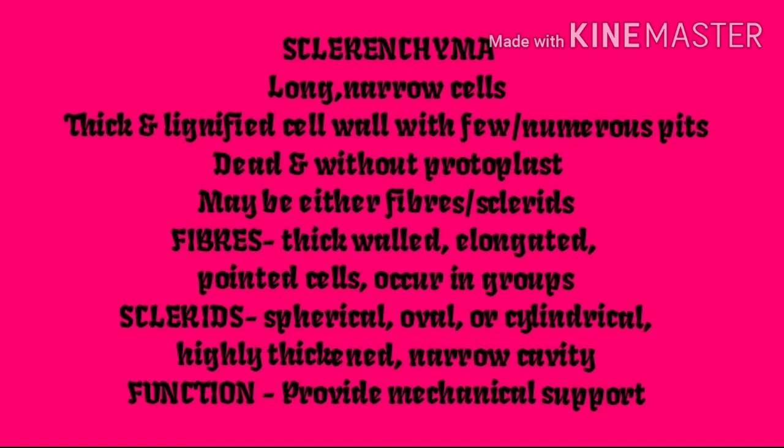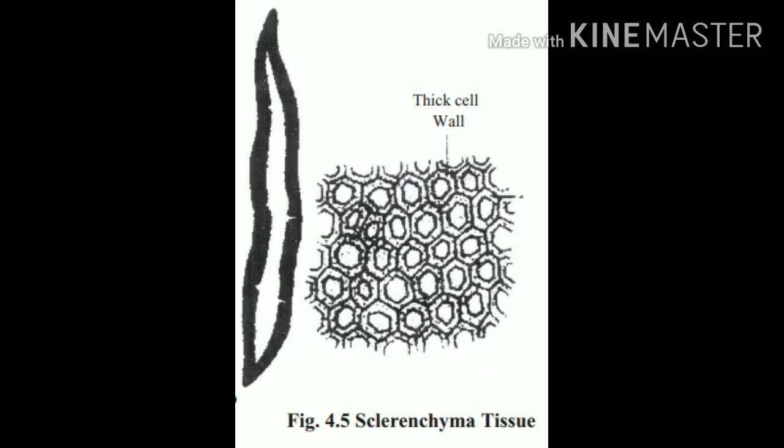On the basis of variation in form, structure, origin and development, sclerenchyma may be either fibers or sclerites. The fibers are thick-walled, elongated and pointed cells generally occurring in groups in various parts of the plant, while the sclerites are spherical, oval or cylindrical, highly thickened dead cells with very narrow cavities or lumen and are commonly found in the fruit walls of nuts, pulp of fruits like guava, sapota, pear, etc.